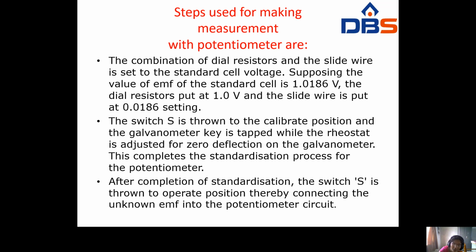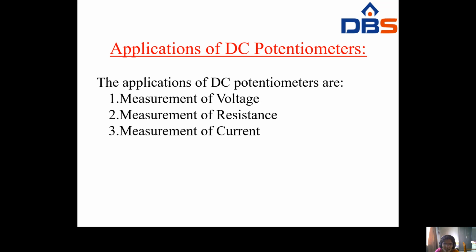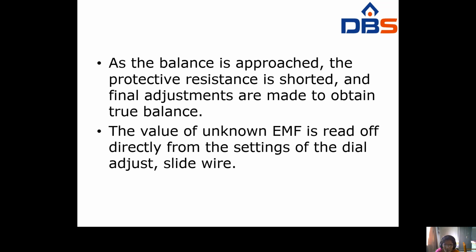After completion of standardization, the switch S is thrown to the operate position, thereby connecting the unknown EMF into the potentiometer circuit. First, when the galvanometer shows null deflection, that is the standardization. After that you give the supply, and at that time the unknown EMF comes into the circuit. As the balance is approached, the protective resistance is short circuited and final adjustments are made to obtain true balance.